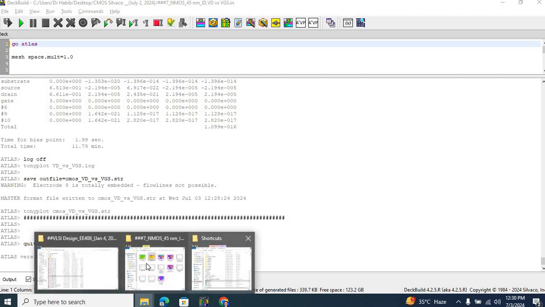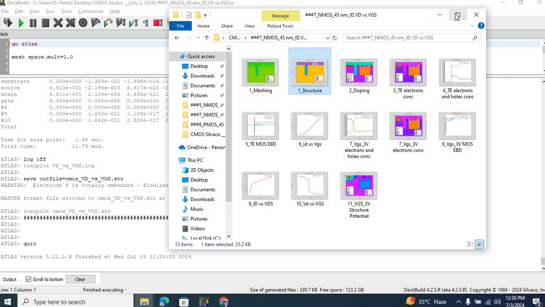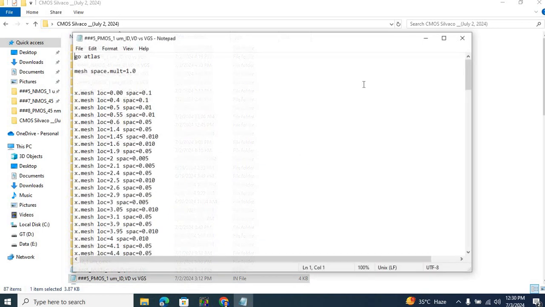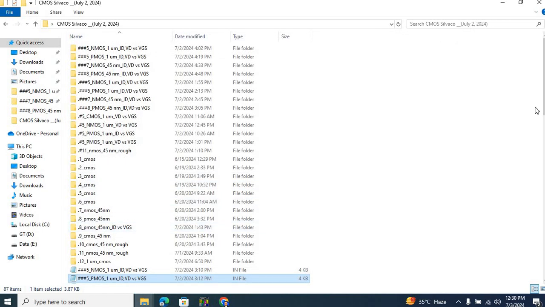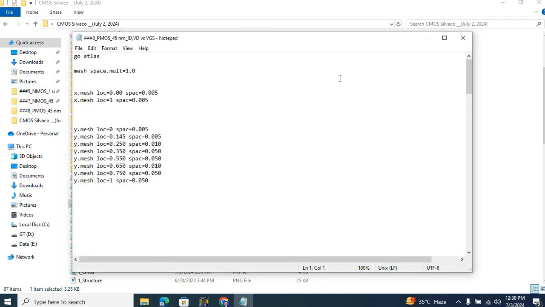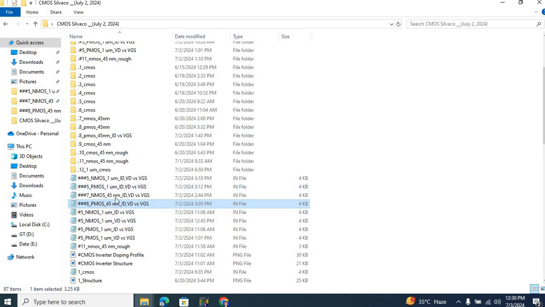I've also created codes for the PMOS part of the short channel device, as you can see over here, but its simulation is going to take time. This is for the long channel. I have it for the short channel device as well. Okay, so this is for the short channel device. I've written codes for all of them: NMOS 45 nanometers, PMOS 45 nanometers, PMOS 1 micrometer, NMOS 1 micrometer.